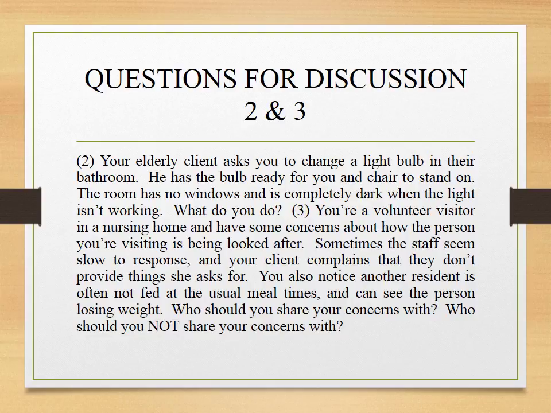3. You are a volunteer visitor in a nursing home and have some concerns about how the person you're visiting is being looked after. Sometimes the staff seems slow to respond, and your client complains that they don't provide things she asks for. You also notice another resident is often not fed at the usual meal times and can see the person losing weight. Who should you share your concerns with? Who should you not share your concerns with?